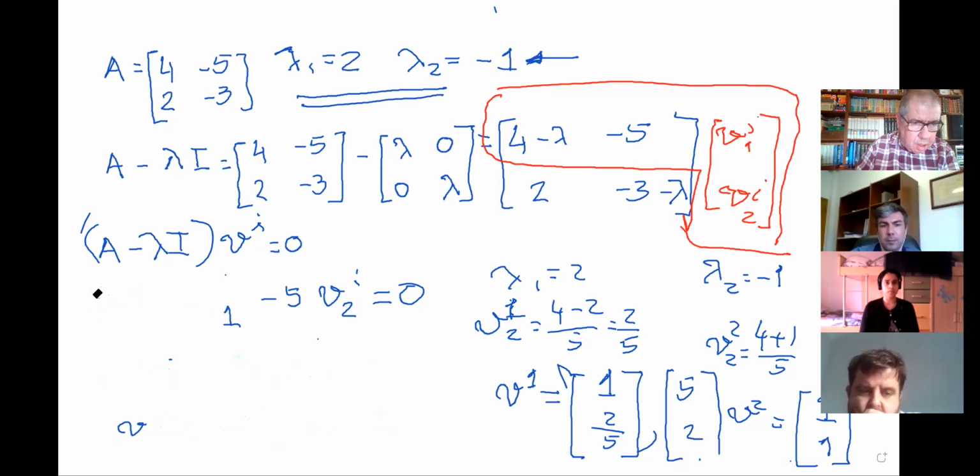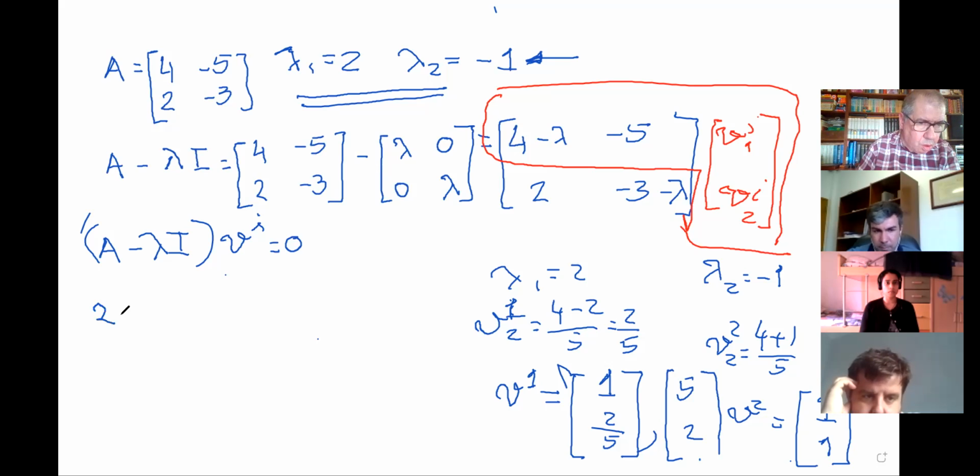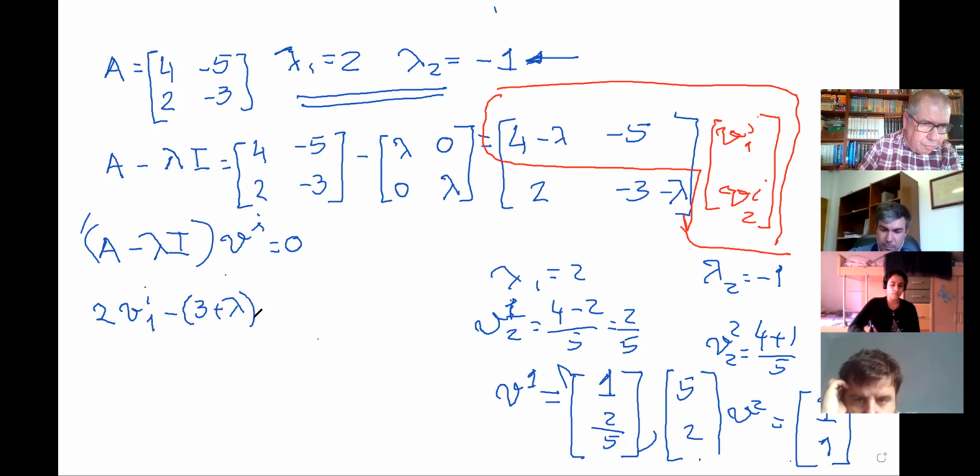I only leave the result so that we can compare. And now I use the second row. In the second row, what you have? You have 2 v1 minus 3 plus lambda v2 equal to 0. Now I select this one equal to 1, so I take it from B.